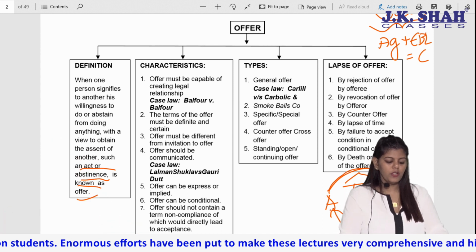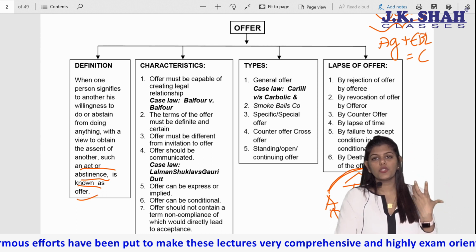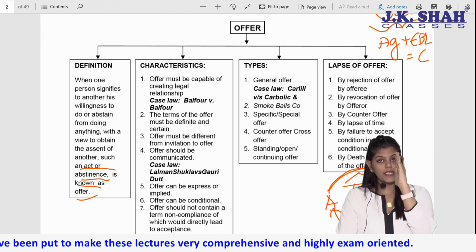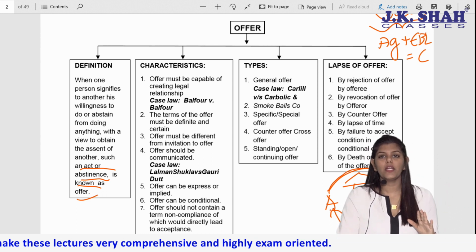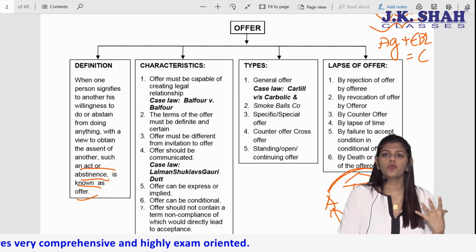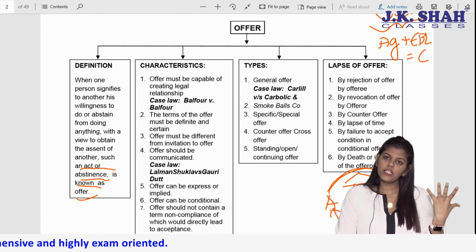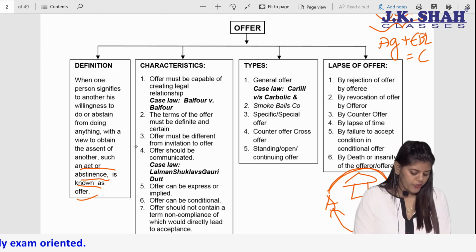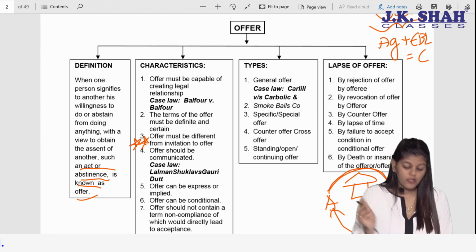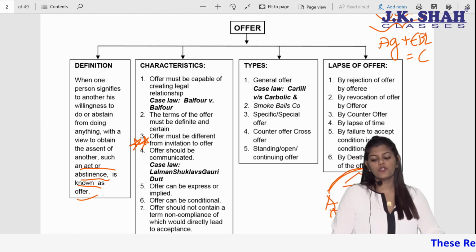Characteristics, pretty much simple. It should create some legal relationship. Second one, it should be very specific, certain and not vague. Whatever you offer, it should be very clear to the opposite person. Third one, it should be different from invitation to offer. This point is very important. It should be different from invitation to offer.